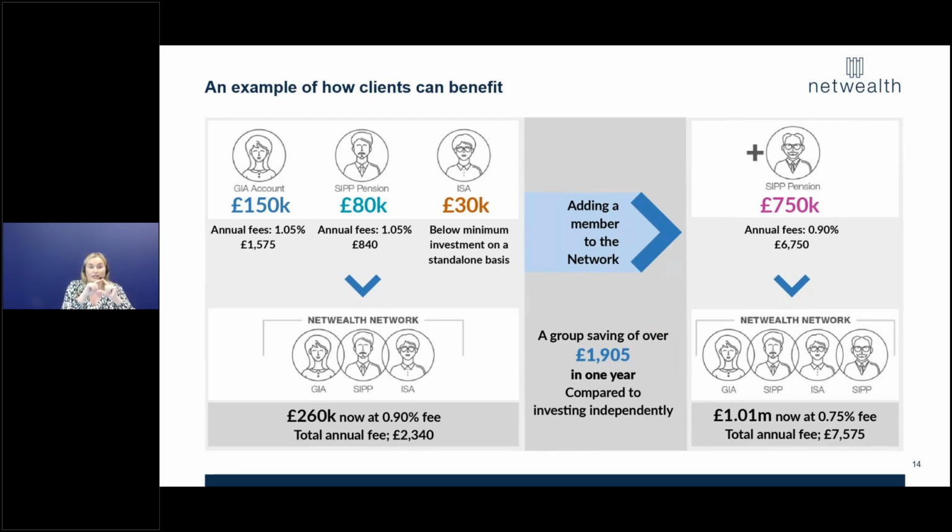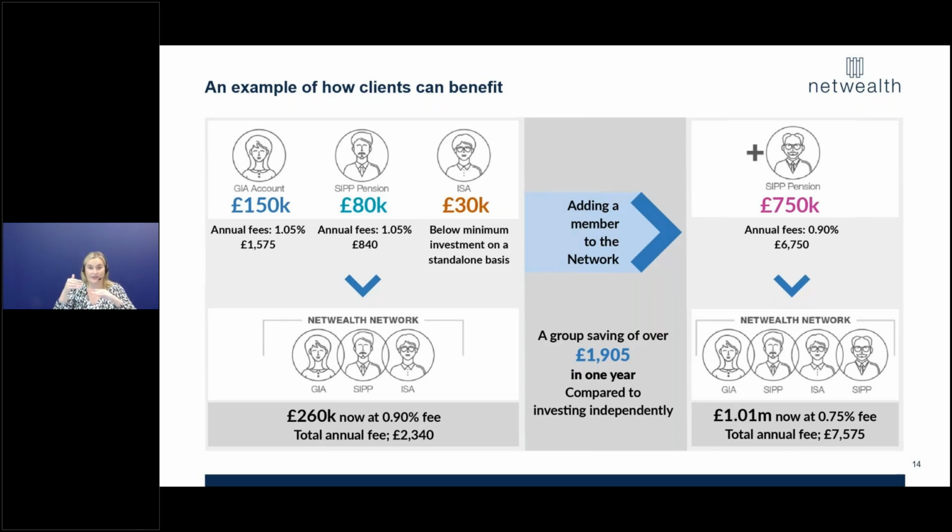Now, if we move across to the right-hand side of the example, someone within the existing family network has a friend, they know someone who's either already a client at Netwealth or someone who would like to onboard with Netwealth and has a £750,000 pension pot. On a standalone basis, this person would also be paying 0.9%, the same amount they are currently paying separately over in the family network. But if this individual, this friend, joined the network and they all banded together, the total assets in the network is now over the next fee threshold, that 1 million mark.